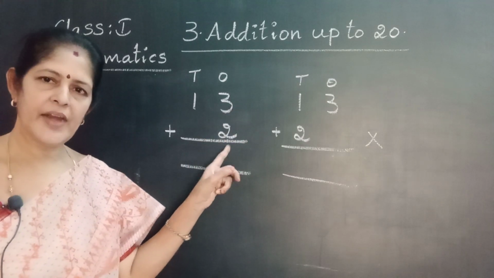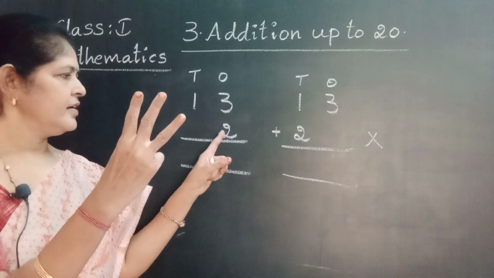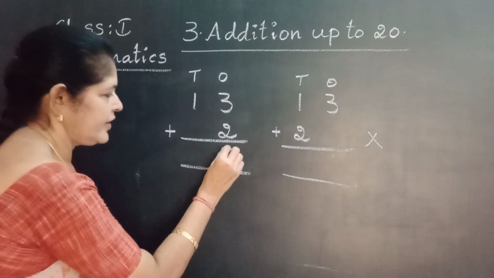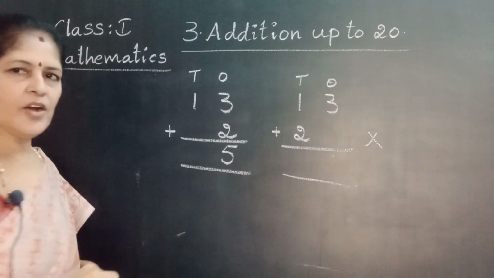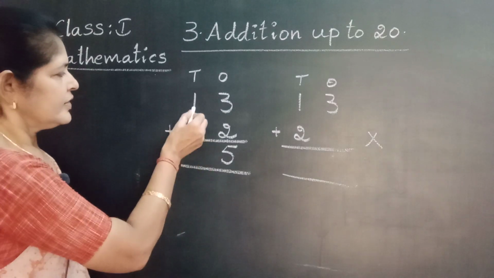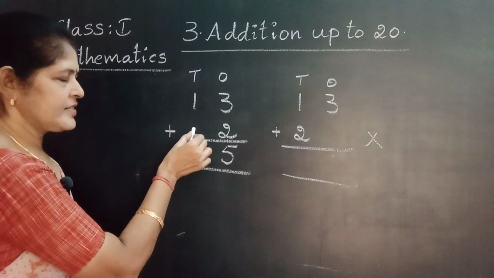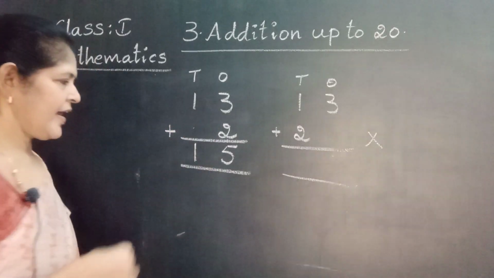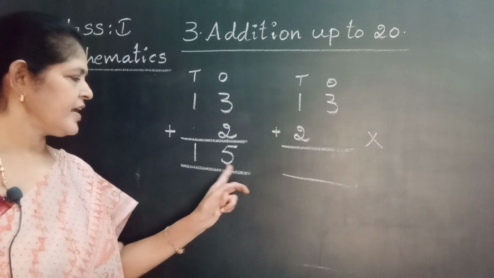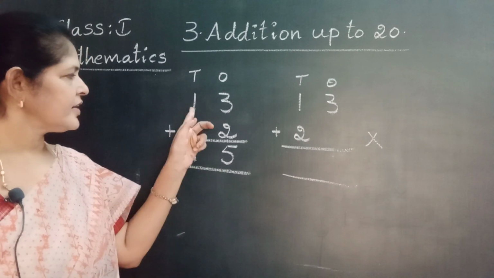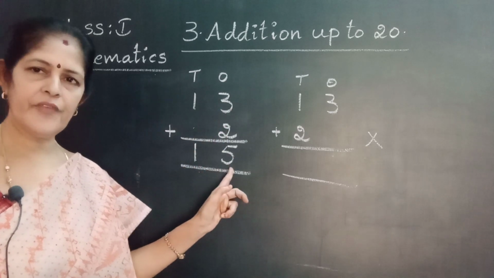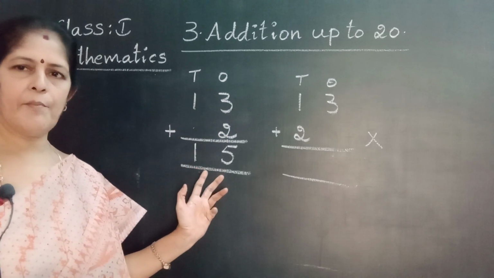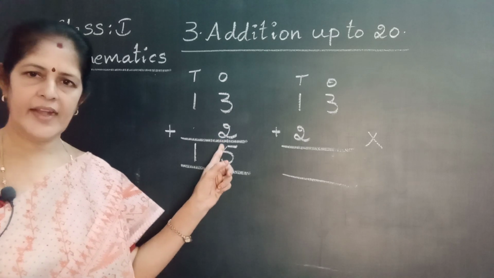3 plus 2. Ready? Take 3 fingers. 2 after 3, 4, 5. 5 write in the ones place. Okay, now go to tens place. Here 1 ten. Here no tens. Then bring down this one and write in the total place in the tens place. The answer is 15. 13 plus 2 equal to 15. Here we adding 13 and 2. We get 2-digit number.